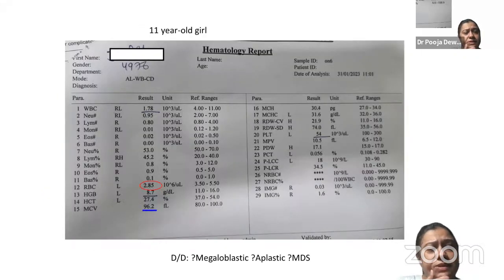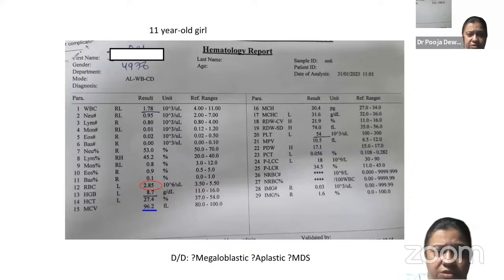So here is a CBC report that you typically see on the Coulter reports. You can see here that this is an 11-year-old girl. We know that she's anemic if her Hb is less than 12. Her hemoglobin is 8.7, so she's anemic. If you look at the MCV, it is 96.2. We know that 90 is the cutoff, so she has macrocytosis. She's anemic.